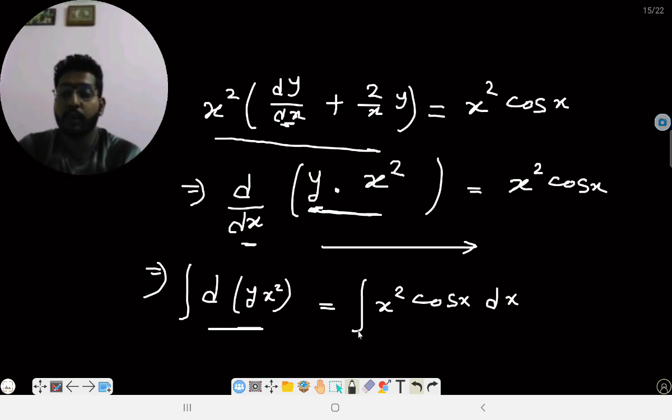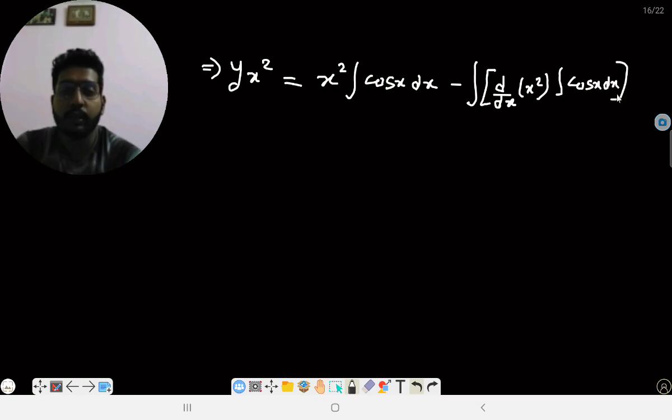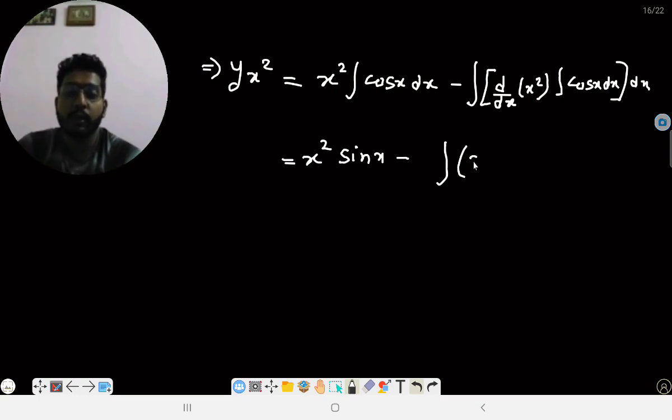Now on the right hand side there is an integration: x square cos x dx. How to integrate this? This is a uv formula, integration by parts. This is my u, and this is the v. Now use the property of integration by parts: x square times integration of cos x dx, minus integration of the derivative of x square times integration of cos x dx. So that will be x square, integration of cos x is sin x, minus, now derivative of x square is 2x, and integration of cos x is sin x dx.